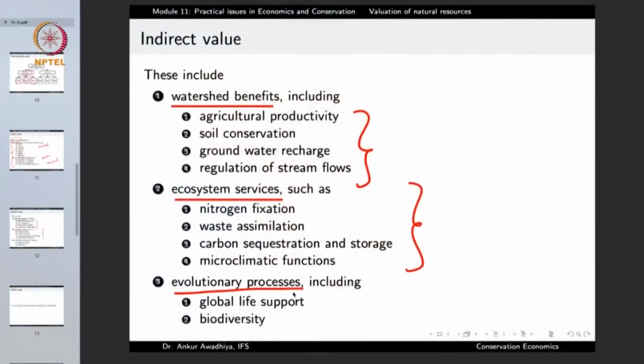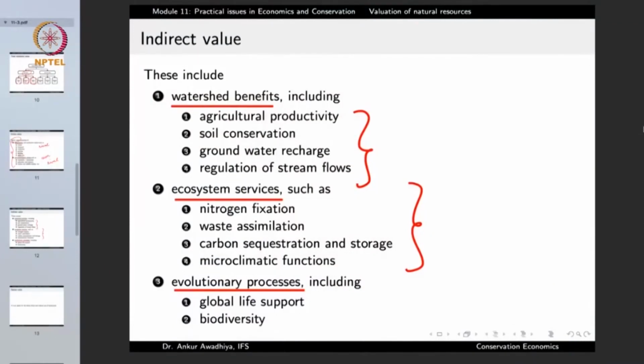Or things like evolutionary processes, such as global life support and biodiversity. When we talk about the organisms that we have on Earth and we are deriving values from different organisms, these organisms also require a place to live. When we talk about polar bears, tigers, leopards, they require a place to live. We derive a benefit out of seeing a tiger, but the forests are the areas that provide it with a habitat. The forests are the areas which provided an opportunity for a tiger to evolve into what it is today. So these are also benefits that people derive indirectly. So these are the indirect values.